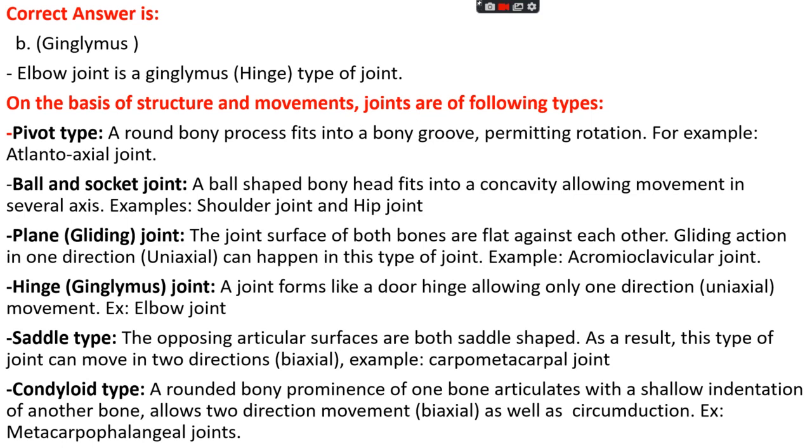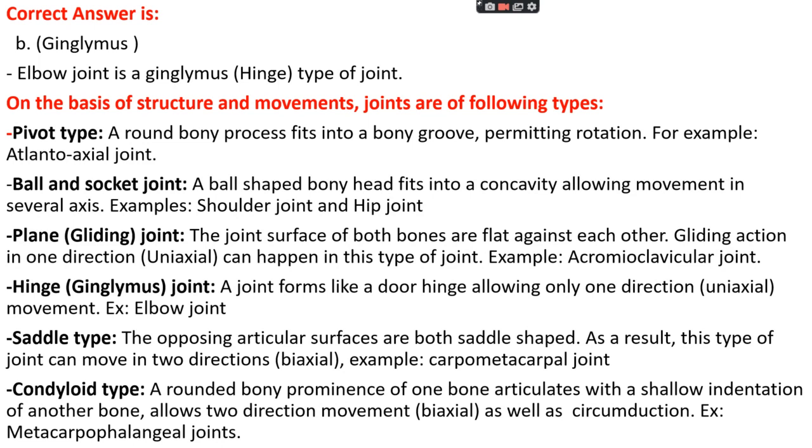Okay. A plane or gliding joint: the joint surfaces of both bones are flat against each other, and gliding action in one direction, uniaxial, can happen in this type of joint. Example is the acromioclavicular joint, the joint between the acromion process of the scapula and the clavicle bone. Okay. Hinge or ginglymus joint: a joint formed like a door hinge, allowing movement in only one direction, uniaxial movement. Example of a hinge joint is the elbow joint.